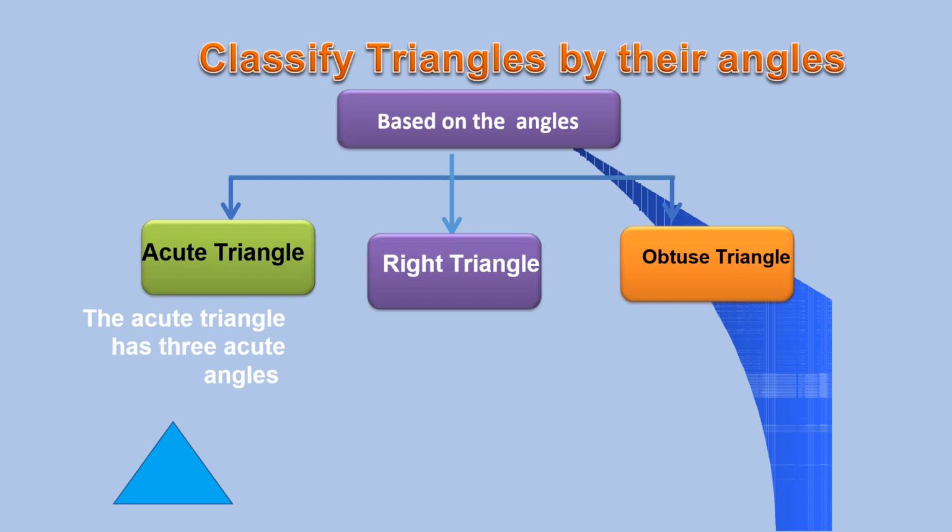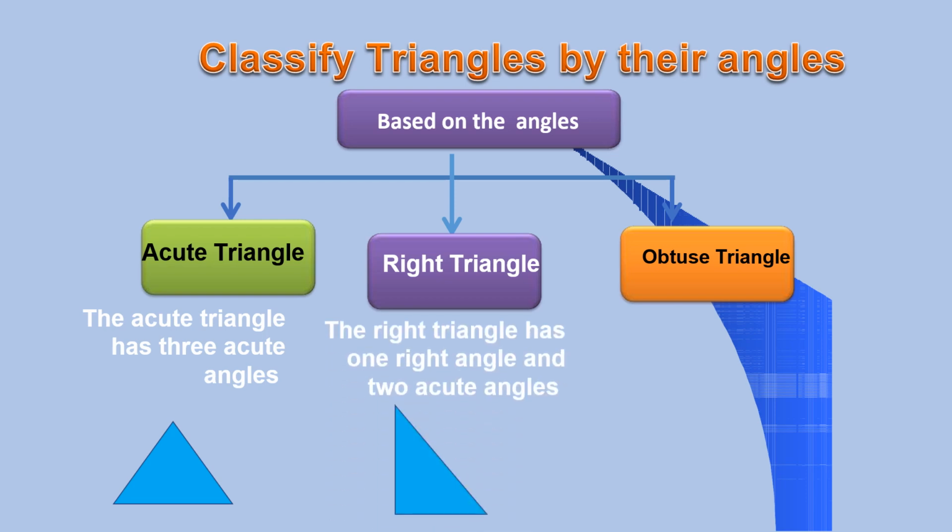What about the right triangle? If there is only one right angle in the triangle, that triangle is going to be named as a right triangle, like the shown one here. So the right triangle has one right angle. What about the other angles, guys, in the right triangle? They will be acute angles. So in the right triangle, there is only one right angle, and the other angles will be acute angles.